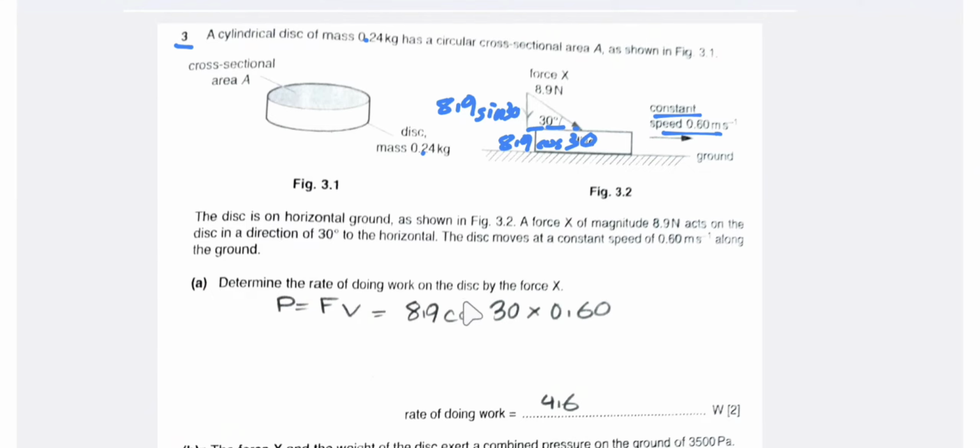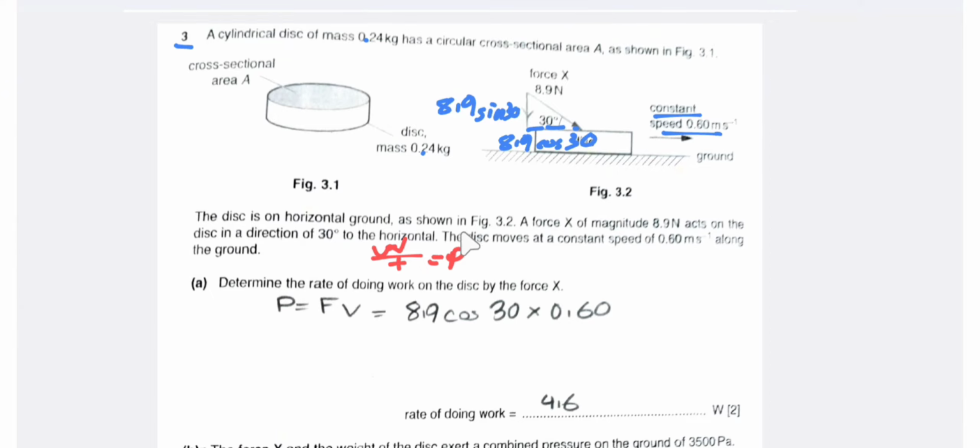Determine the rate of doing work on the disk by the force X. So what is the work done by force X on the disk? The rate of doing work is work done divided by time taken. Work done by time taken is power. So we need to find the power.